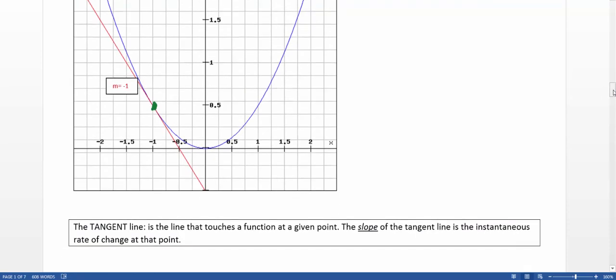The tangent line is a line that touches a function at a given point, so at one point. The slope of the tangent line is the instantaneous rate of change at that point. So again, we used secant lines, which gave us the average rate of change, and eventually they became one line, which we then call the tangent line. So one of the main differences here is that secant lines connect 2 points. Tangent lines touch at 1 point. Both of them, however, we evaluate the slope to tell us how much the function is changing. The slope of the secant line gives us the average rate of change, and the slope of the tangent line is going to give us the instantaneous rate of change.